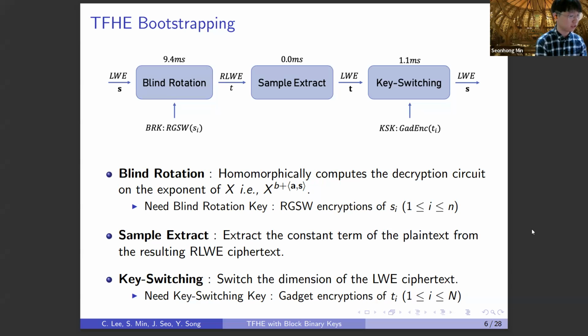For sample extract, it's just extracting the constant term of the plaintext from the resulting RLWE ciphertext. And finally, key switching switches the dimension of the LWE ciphertext. To realize this, you need key switching keys, which are gadget encryptions of t_i, also known as LEV encryptions. As you can see, the elapsed time of blind rotation is about 9.4 milliseconds, and key switching is 1.1 milliseconds. So blind rotation is very heavy.